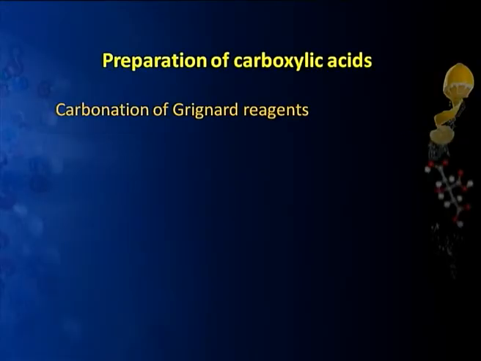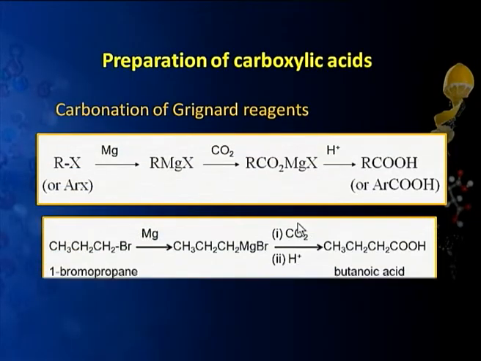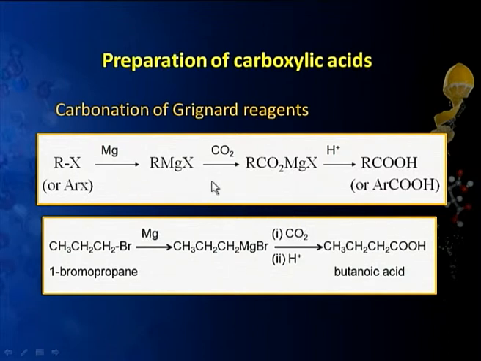Another method which is very important and most commonly used for the preparation of carboxylic acid is carbonation of Grignard reagents. You have studied earlier that Grignard reagents, which are obtained by the treatment of alkyl halides with magnesium metal, are the substances RMgX, alkyl magnesium halides. These are organometallic substances, and they add on to compounds containing C=O, that is the carbonyl group. You have studied their reaction with aldehydes and ketones.